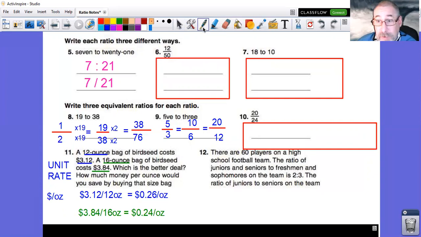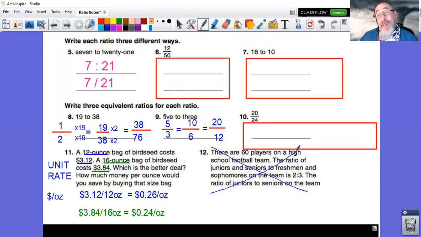I know you're ready to do some work. So number 12. There are 60 players on a high school football team. The ratio of juniors and seniors to freshmen and sophomores on the team is 23. The ratio of juniors to seniors, oh, I don't even have the whole problem. Guess what? Don't worry about it.